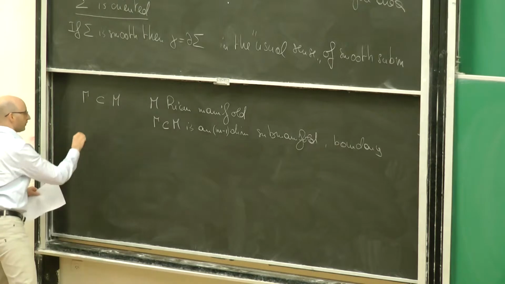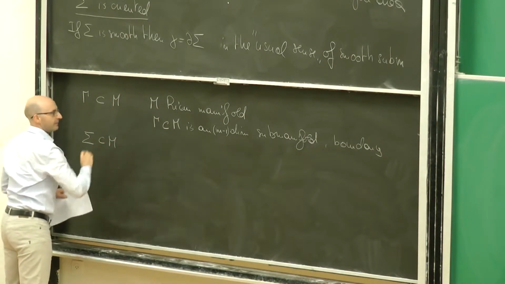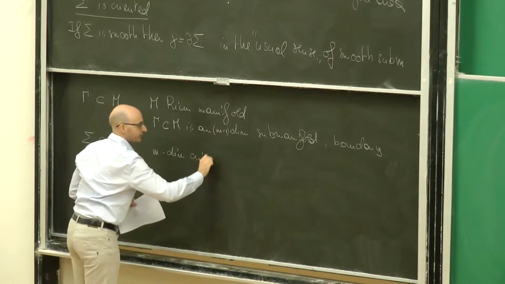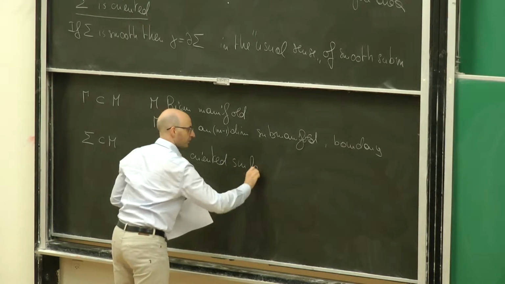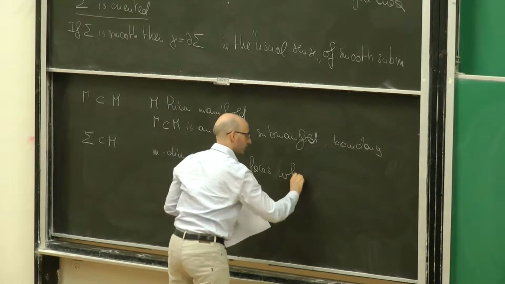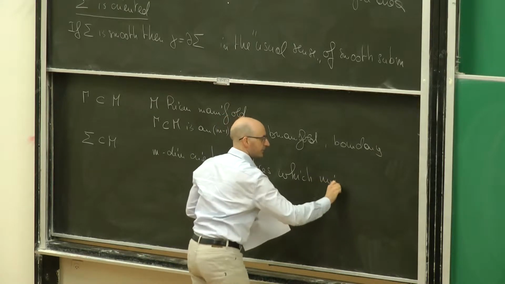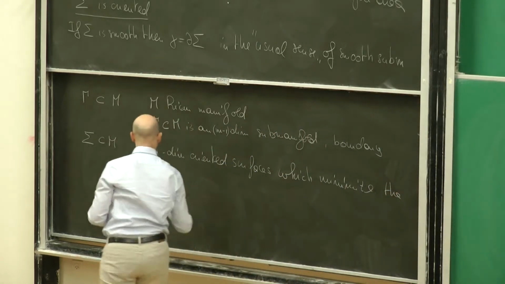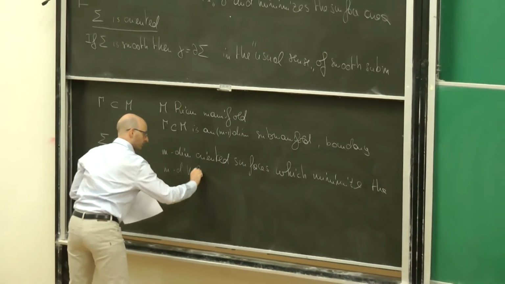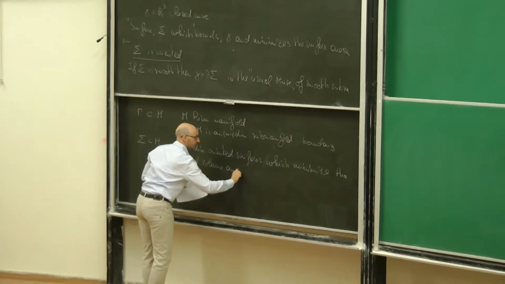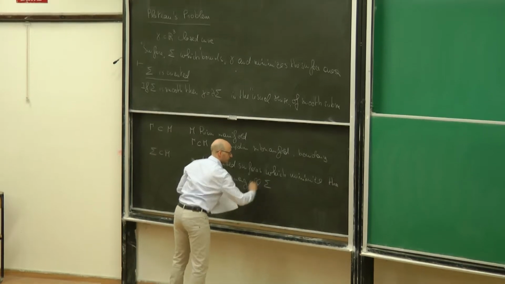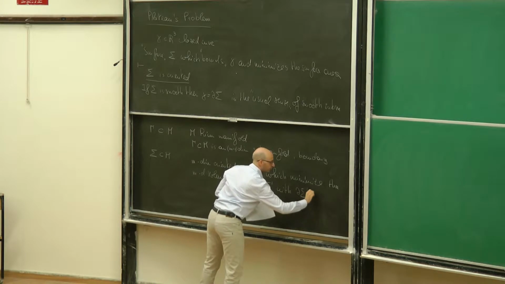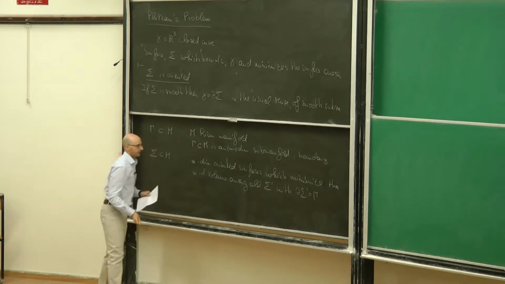Okay, and then I'm looking for surfaces sigma in M. So m-dimensional oriented surfaces which minimize the m-dimensional volume among all sigma prime so that the boundary of sigma prime is equal to gamma and sigma prime is sitting inside M.